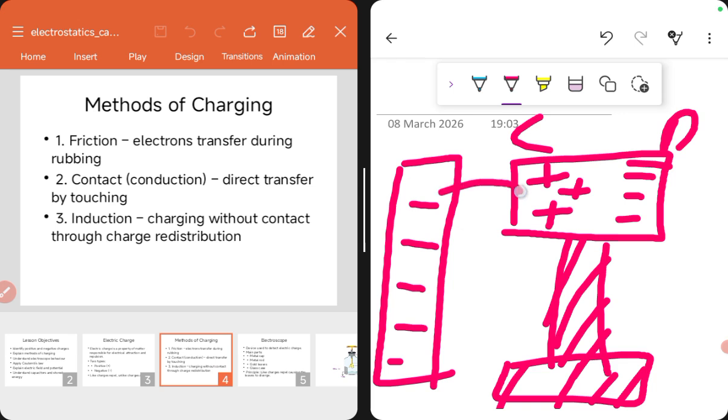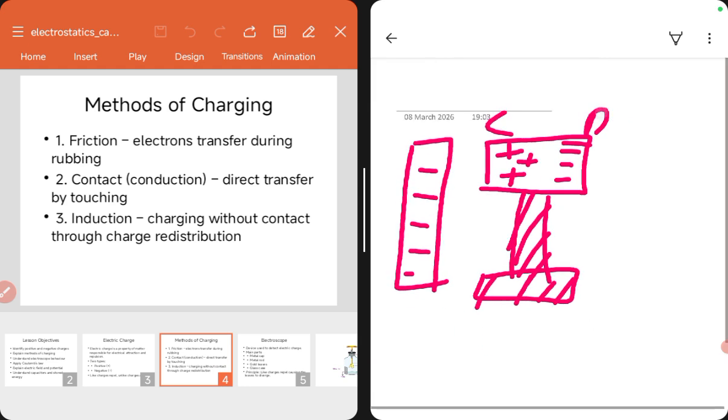So for this to attract, here will acquire positive charge, and for balance, here will acquire negative charge. Now, remember, I want to charge this object positively. So while the ebonite is still in position, I will stand on the ground with my bare feet and touch D with my finger. Now this thing is called earthing.